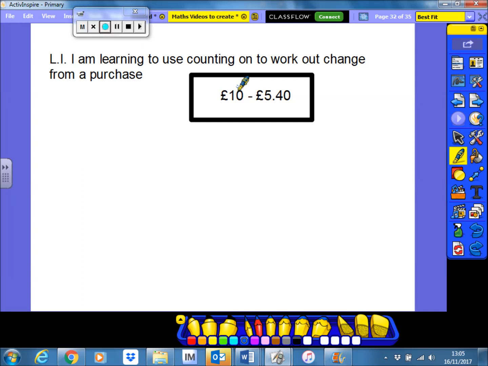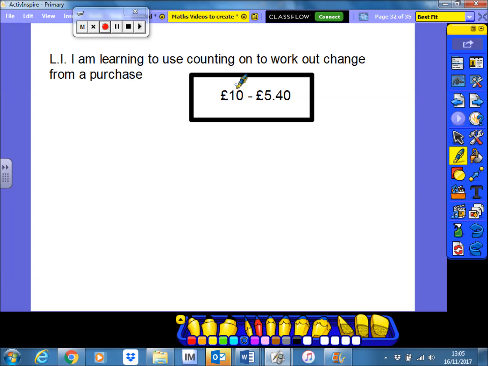It's just a take away sum, quite simply. If we think about it, we're trying to buy something for £5.40, but we've handed over a £10 note. So we give our £10 note to the shopkeeper, they take away the £5.40 that they're due, and they give you back whatever you're due. So it's always just a takeaway sum. However, a quick way of doing this is using the counting on strategy.